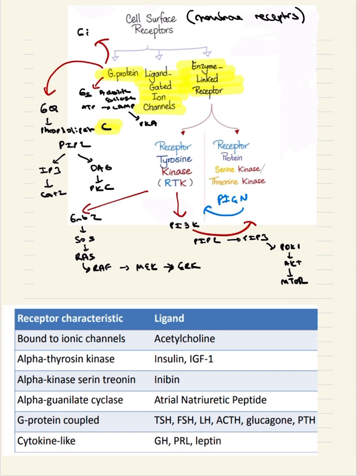Because you don't need to know them all, okay? But if you want, you can do a recap on that. I'm not going to explain every one, but I'm going to explain the important ones. Then you have your ligand-gated ion channels, and then you have your enzyme-linked receptors.